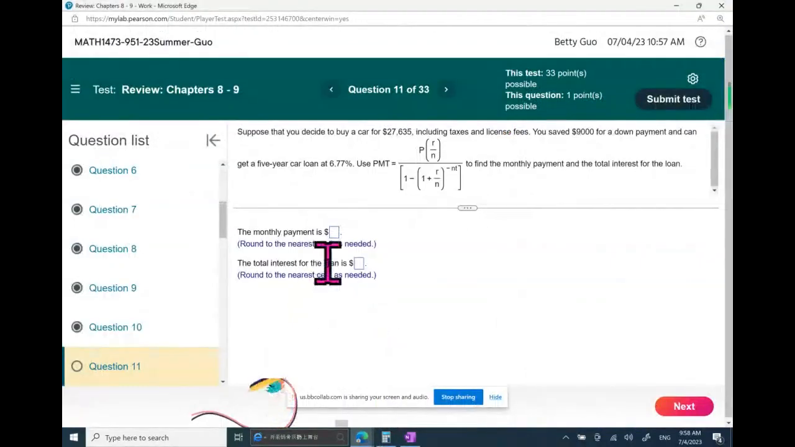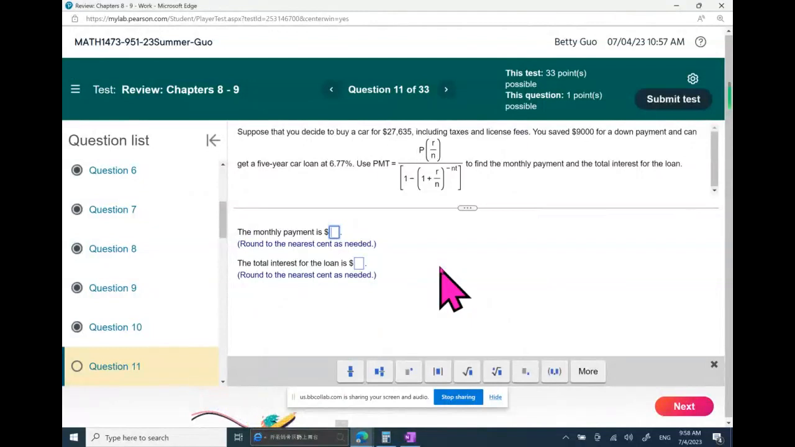What do you need to do? Read the rounding rule. Round to the nearest cent as needed. Okay, we round to the nearest cent. 366.98, because 97652, 6 is bigger than 5, so round it up to 98. 366.98. Now, total interest for the loan.